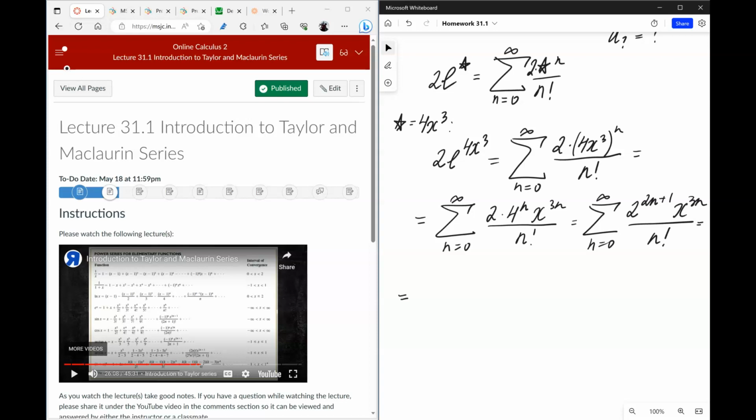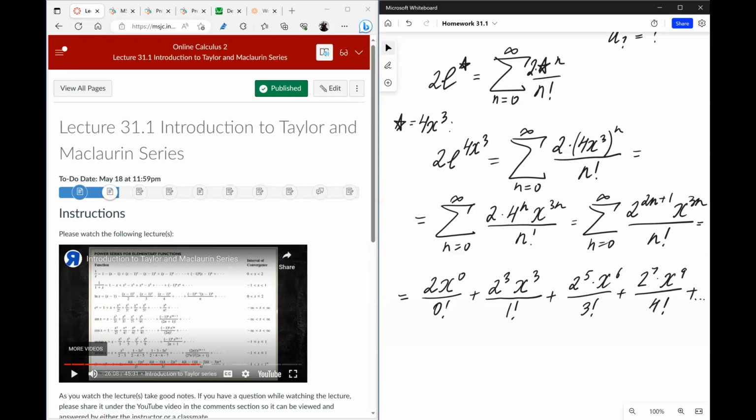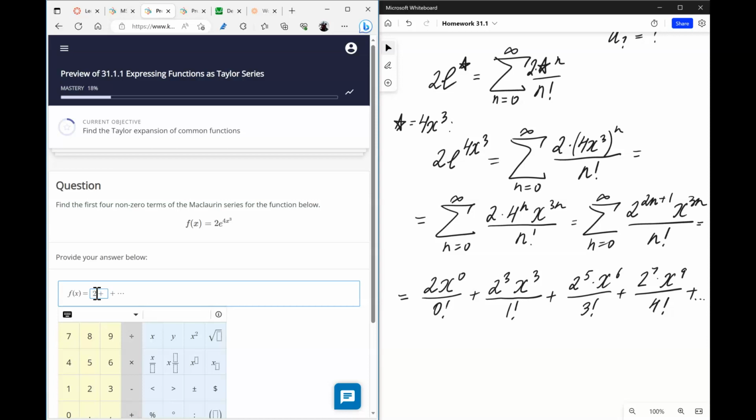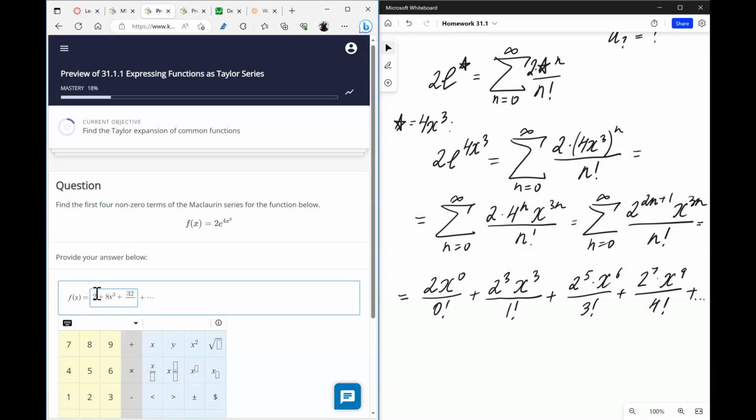So to write the first few terms, we're going to plug in n equals 0. So we have 2x to the power 0 divided by 0 factorial, plus 2 to the power 3 x to the power 3 over 1 factorial, plus 2 to the power 5 x to the power 6 over 3 factorial, plus 2 to the power 7 x to the power 9 over 4 factorial, etc. So 2 plus 8x cubed plus 32 over 6 x to the power 6.